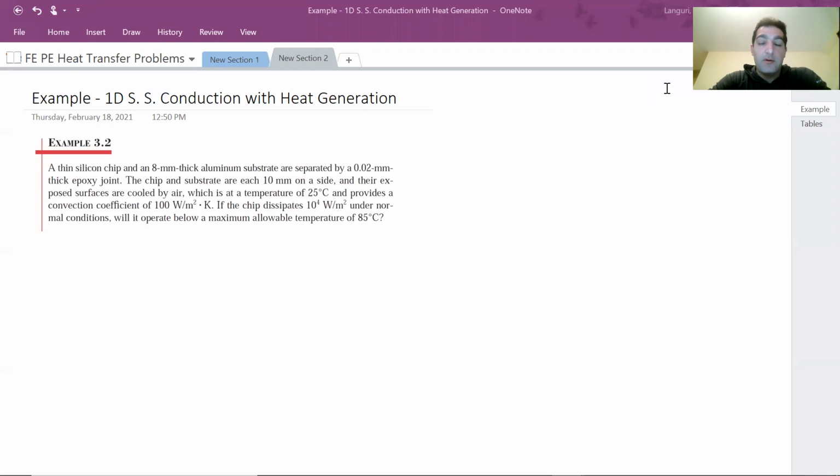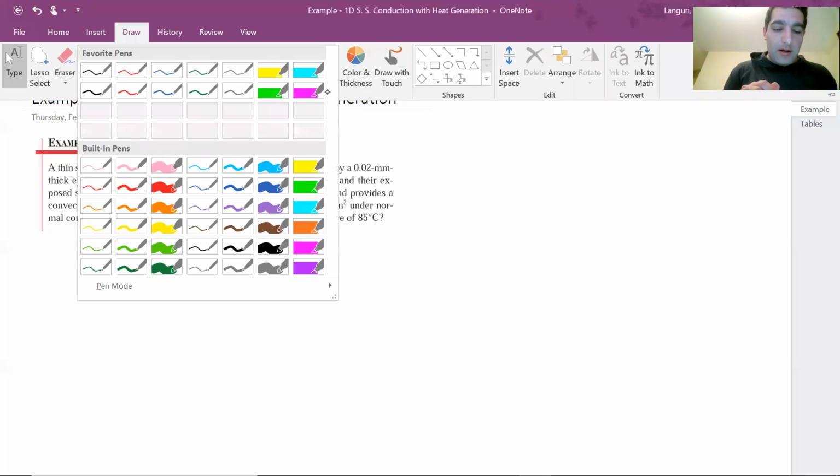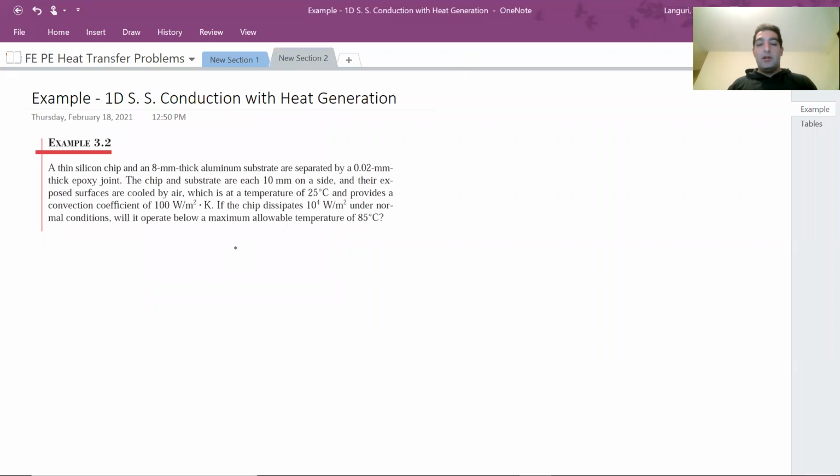Chip and substrate are each 10 millimeter on a side. Their exposed surfaces are cooled by air with a known temperature of 25 degrees C and heat transfer coefficient of 100 watt per meter square Kelvin. Now the question is, if the chip dissipates 10 to the power of 4 watt per meter square under normal conditions, will it operate below a maximum allowable temperature of 85? So the best way to treat those problems is to create a schematic drawing, which helps us to better understand the problem, and then we formulate it.